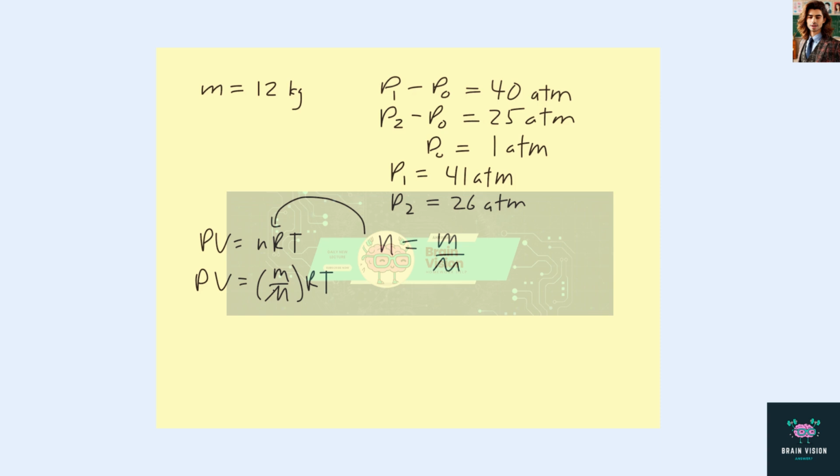Now because volume, molar mass, R and T are constants through this process, when we have two different pressures and masses, we can express them through this equation: P1 over M1 is equal to P2 over M2. Likewise, if you want to solve for M2, M2 is equal to P2 over P1 times M1.